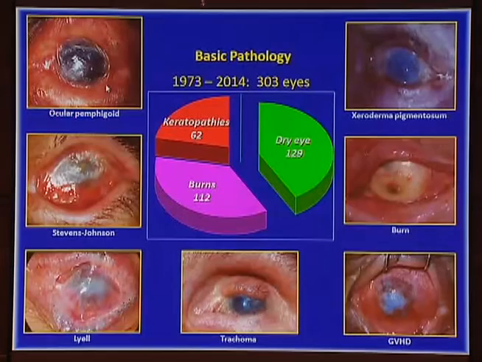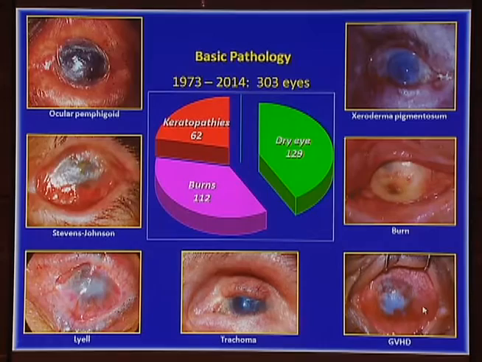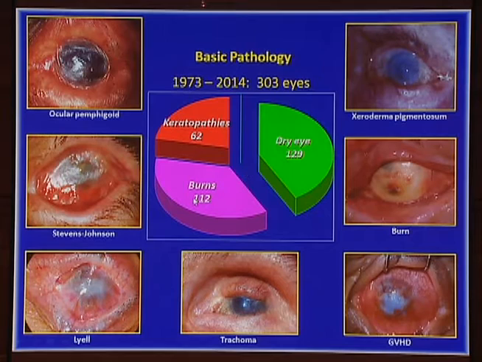We see our pathologies: pemphigoid, Steven Johnson, Lyell, trachoma, graft versus host disease, burns, and xeroderma pigmentosum, and in main groups, the main pathologies. We see that the two main groups are dry eyes and burns.